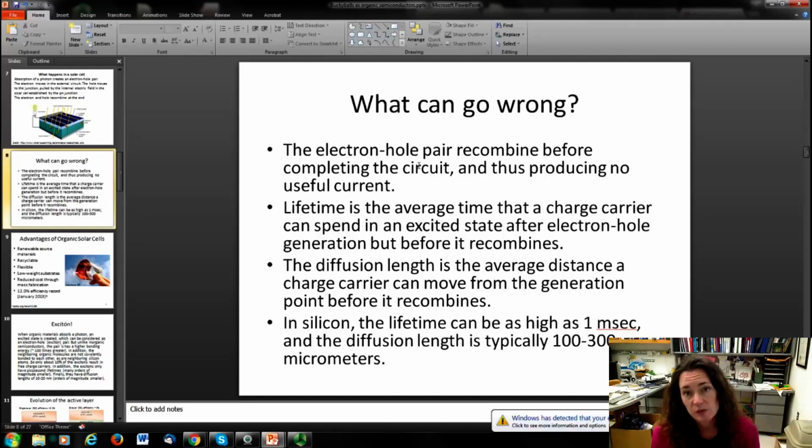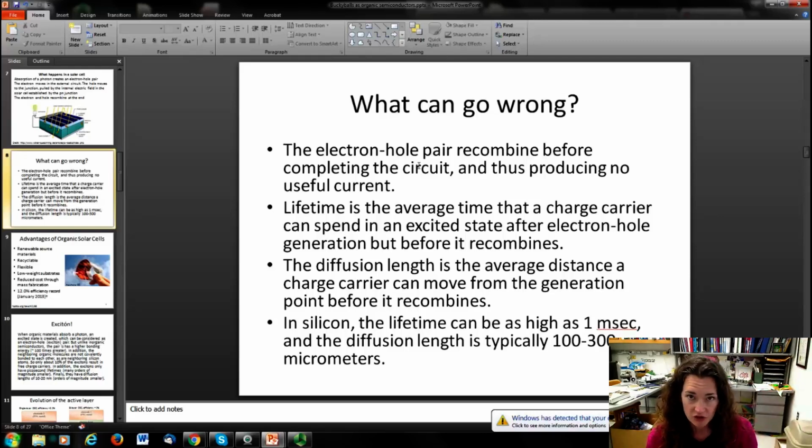So it has to spend a long time in that excited state after the electron hole pair is generated before it recombines in order for it to move through. It also has to have a decent diffusion length, and the diffusion length is the average distance that the charge carrier can move from the generation point before it recombines. So it has to go a decent distance, otherwise it won't make it through the device.